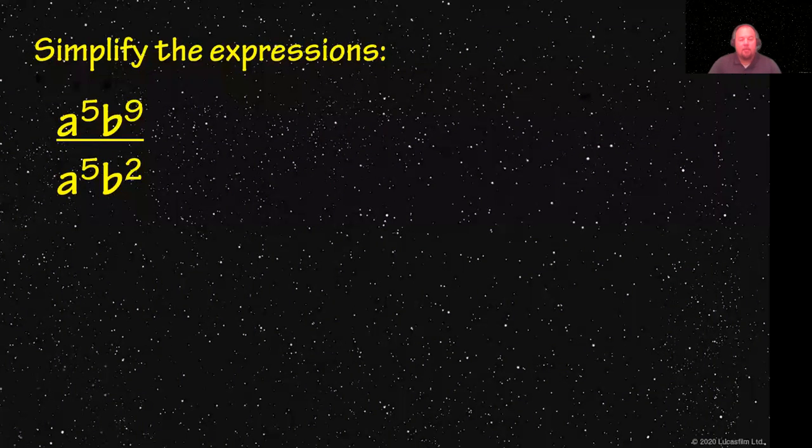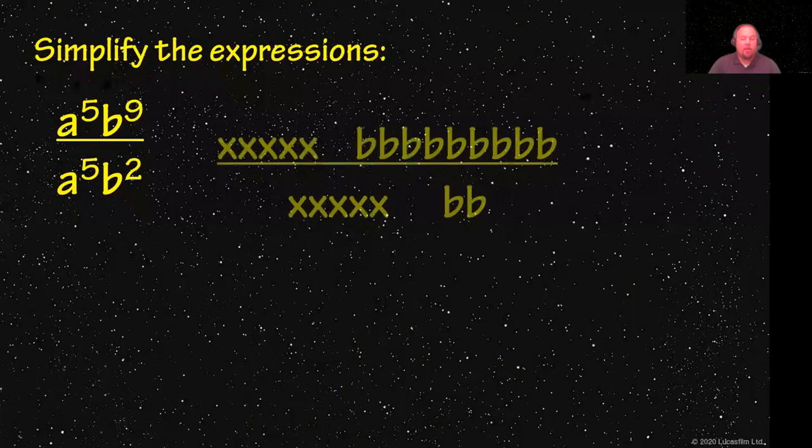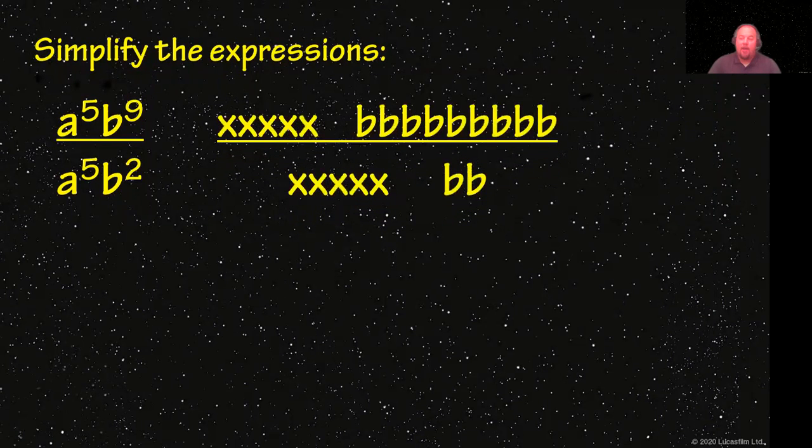We see the first one, a to the 5th, b to the 9th over a to the 5th, b to the 2nd power, or b2. So I just subtract. What is 5 minus 5? 0. What is 9 minus 7? 7. So on that one, it would just leave us with, there's 5, there's 9.